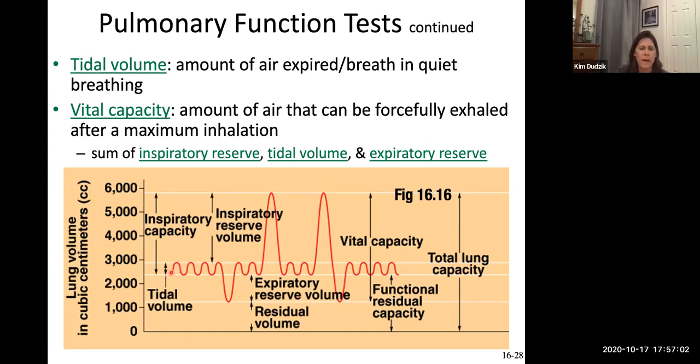You've got an amount, so this is a lung volume, in cubic centimeters, right? And so you breathe a certain amount: inhaling goes up, exhaling goes down. So at rest, at that steady breathing, inhaling and exhaling, that's your tidal volume, okay? That's the amount of air expired per breath in quiet breathing. Expiration, you have an inspiration. Okay, so that level here shows our tidal volume.